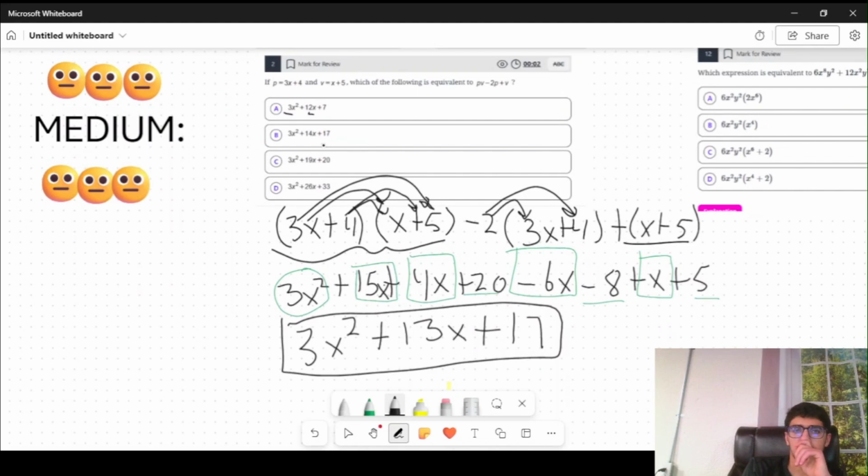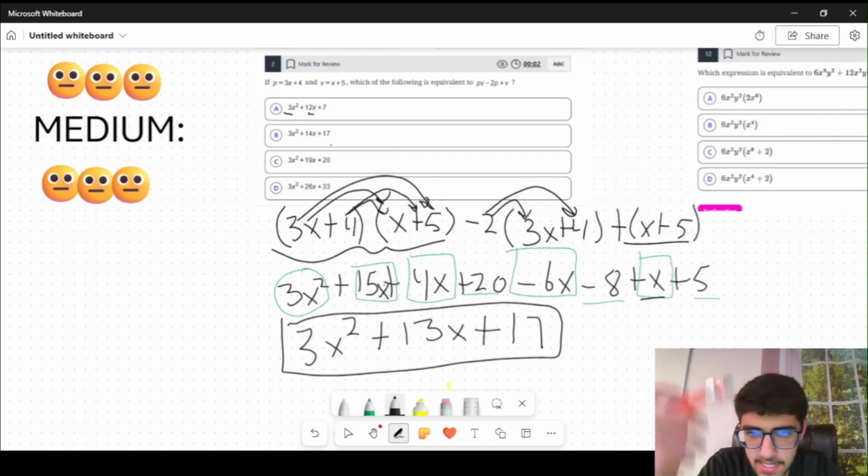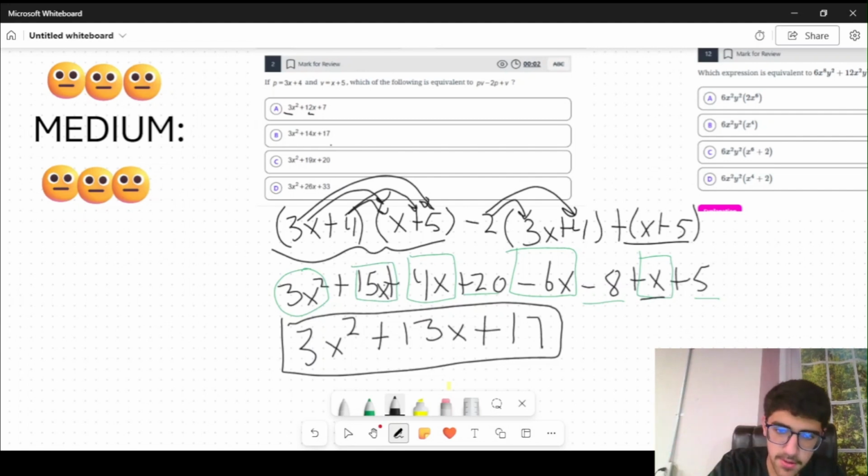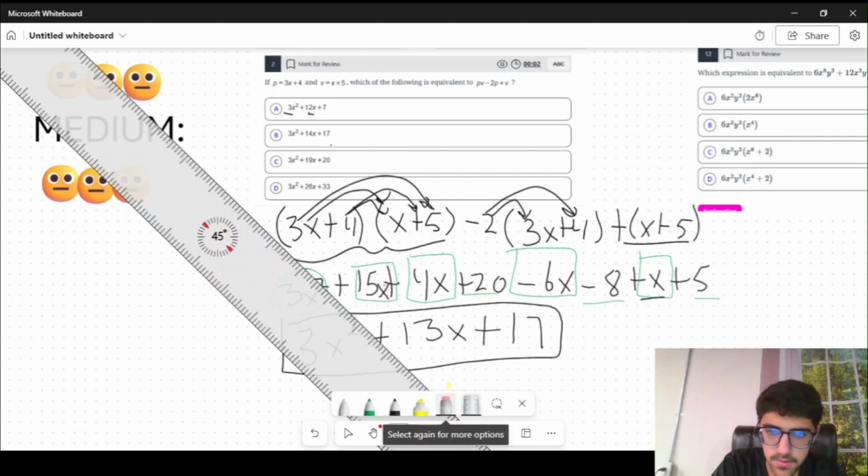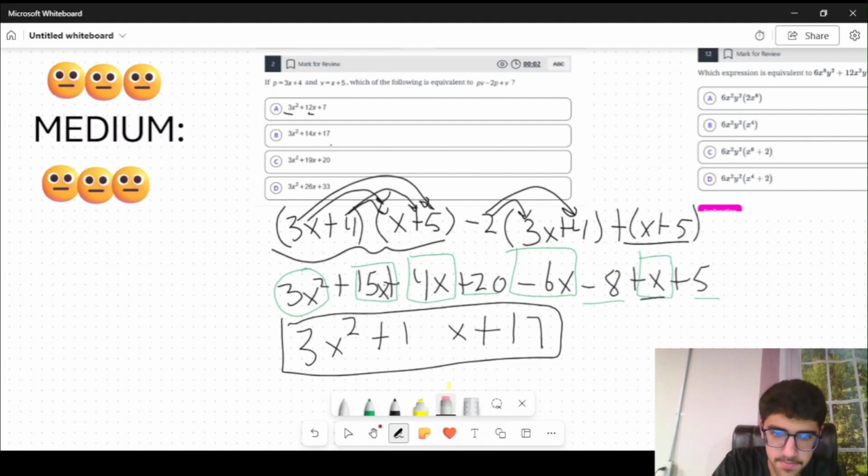And it appears that we made a mistake. Oh, sorry, I forgot this x right here. So it's 15 plus 4, that's 19. 19 minus 6 is 13, plus the 1. I forgot this x over here, which has a coefficient of 1. So this would be 14x actually. So the answer is B.